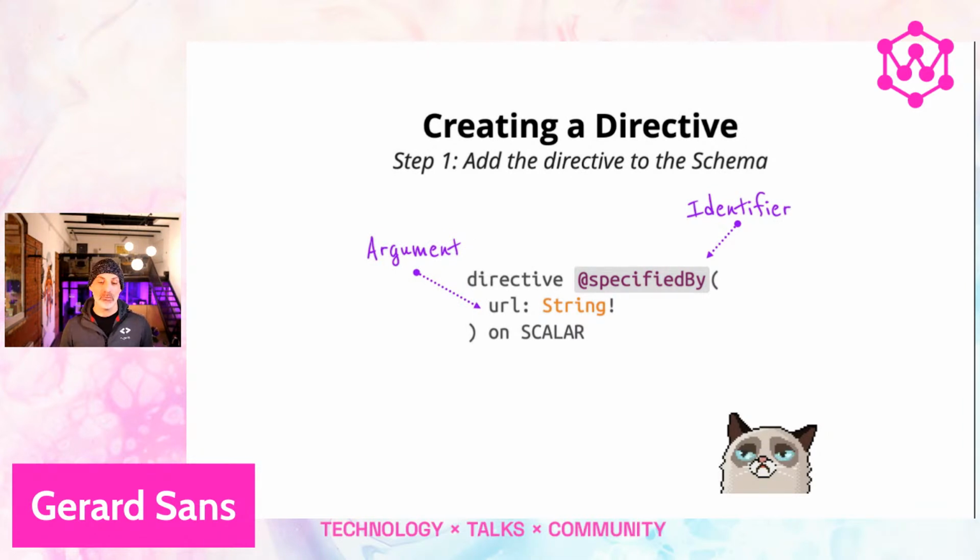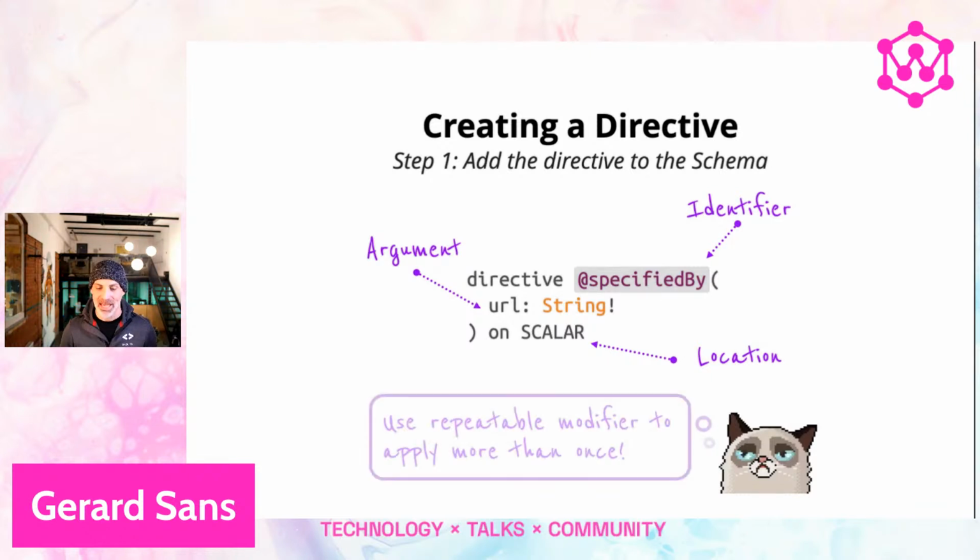In this case, we have one argument. You can also use directives without arguments. It just depends on what you want to implement. And then finally, we can specify a location where we want to use that directive or where we want to add this metadata. It seems like the Grumpy Cat is silent.